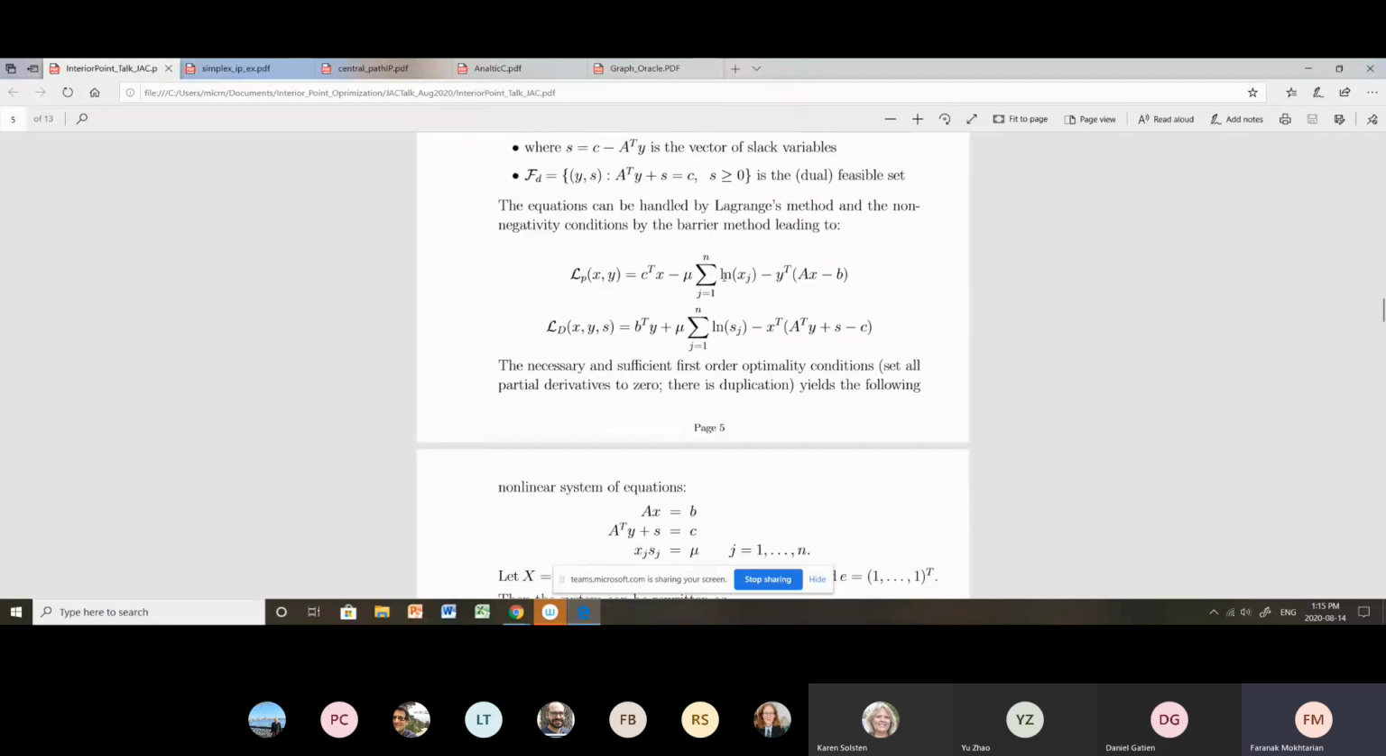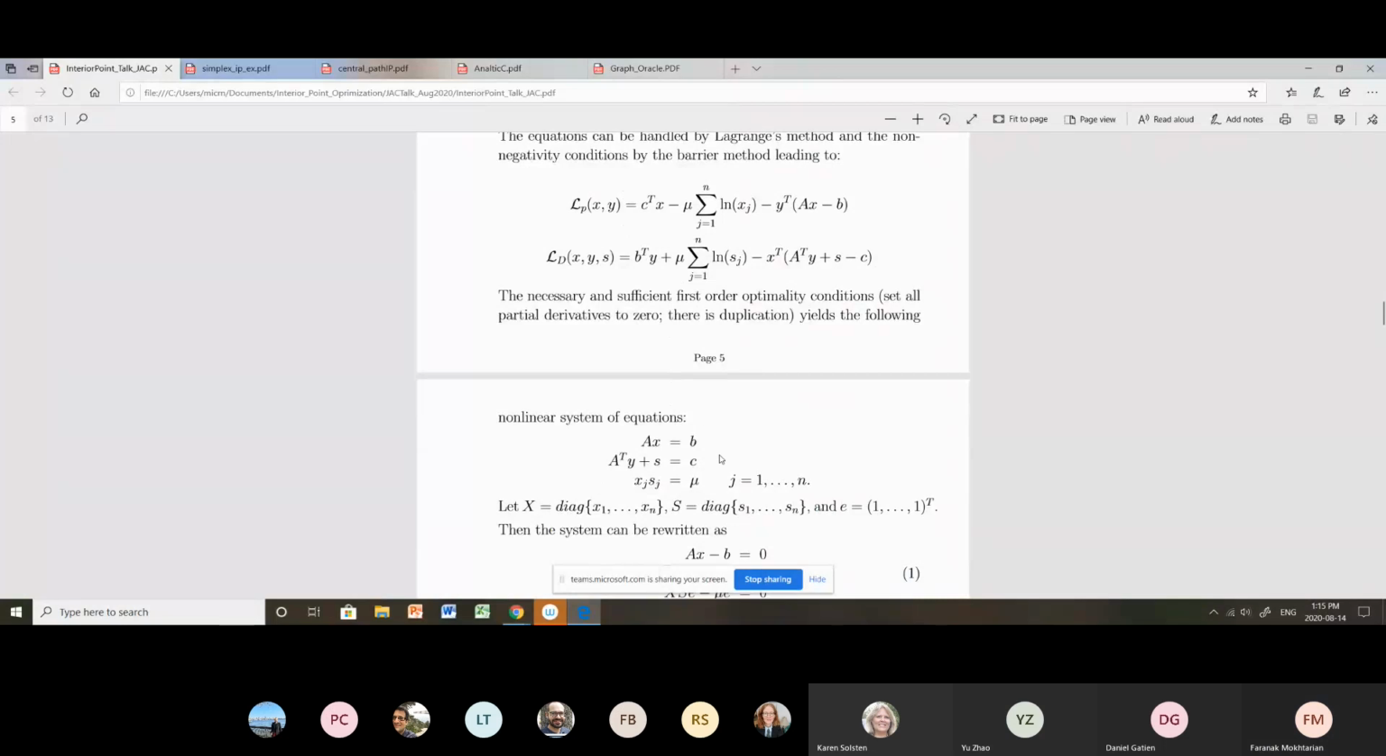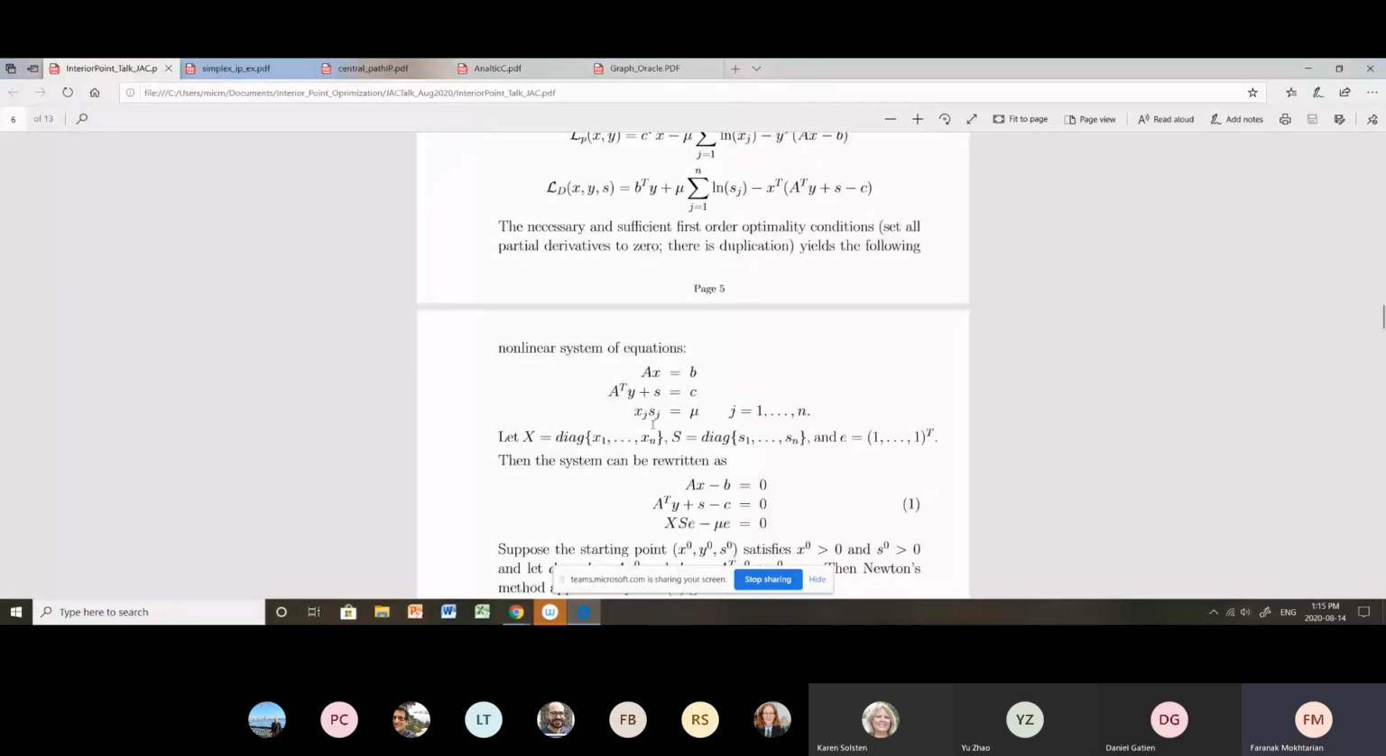The inequality constraints are put in the barrier, and the equality constraints are given here using the method of Lagrange multipliers in matrix vector form. Same thing for the dual problem. Now, if you write a necessary and sufficient condition for this, because these are convex functions, the optimality conditions are both necessary and sufficient. It can be shown that if we put the gradients equal to 0, with some algebraic manipulation involved, we get this system, which is a nonlinear system of equations.